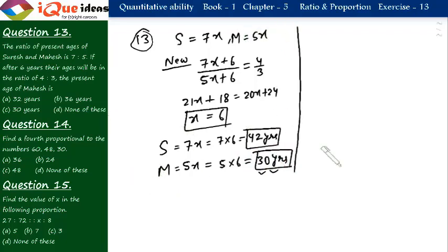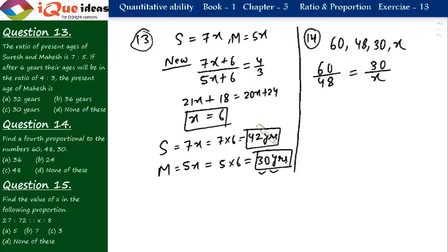Now let's take the next question, that is question number 14. Find the fourth proportional to the numbers 60, 48 and 30. We have already seen the meaning of fourth proportional. It is written like this: 60, 48 and 30. The first three numbers are given. We will assume the fourth proportional to be x, and the relation is given as ratio of first two quantities is equal to the ratio of last two quantities. I hope you remember this.